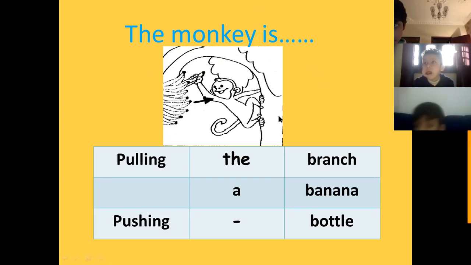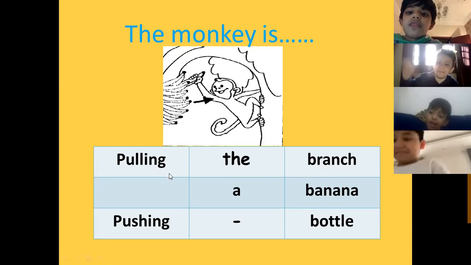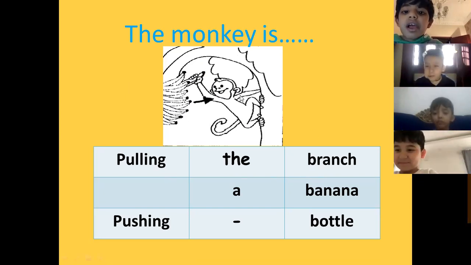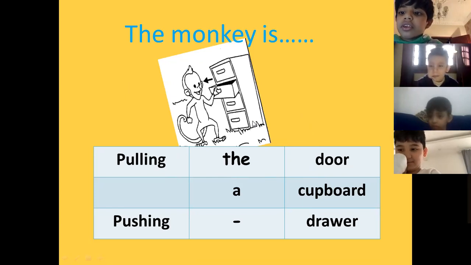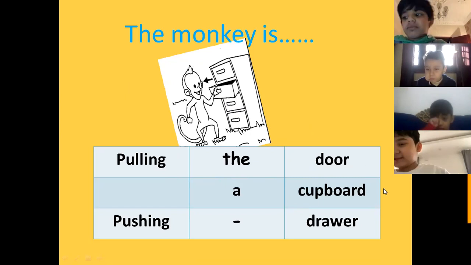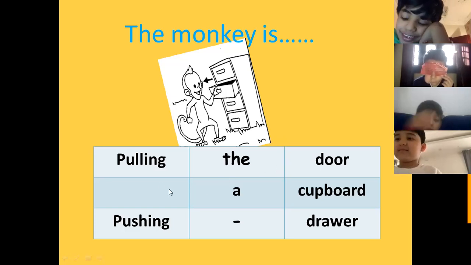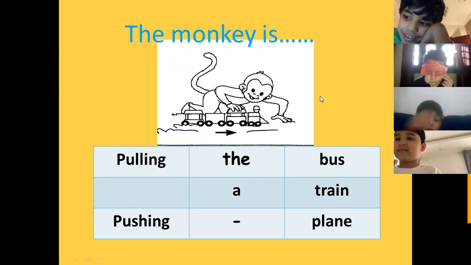Okay, here in this picture, the monkey is pulling the branch of bananas or pushing the branch of bananas. Pull. The monkey is pulling the banana. Okay, Abdulaziz. The monkey is opening the drawer. What is he doing with the drawer? Pulling or pushing? Pulling. Yes, he is pulling the drawer.